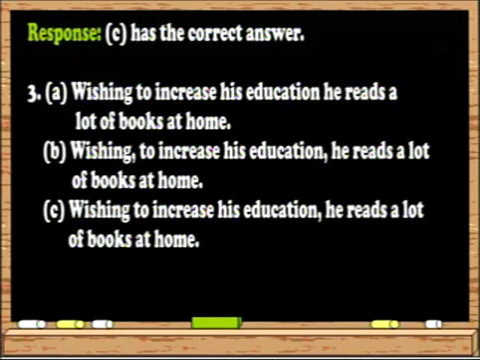Wishing to increase his education, he reads a lot of books at home. Wishing, comma, to increase his education, comma, he reads a lot of books at home. C. Wishing to increase his education, comma, he reads a lot of books at home.